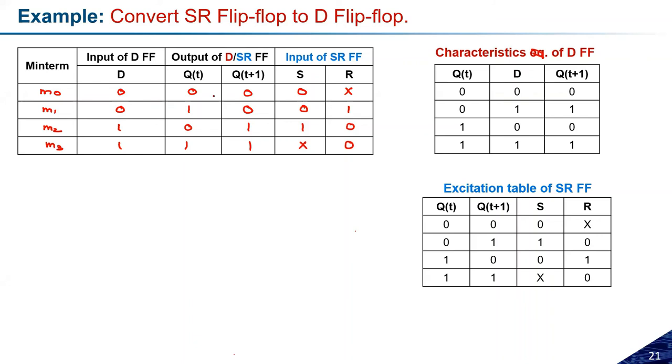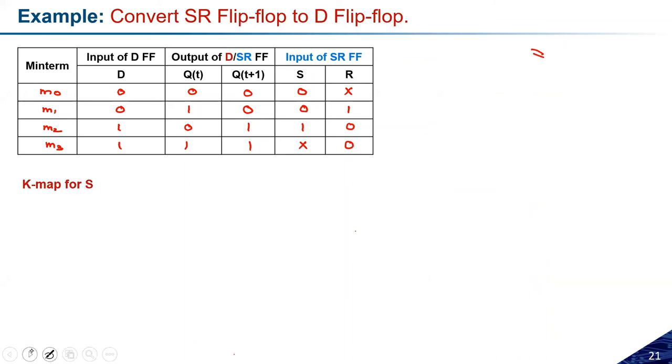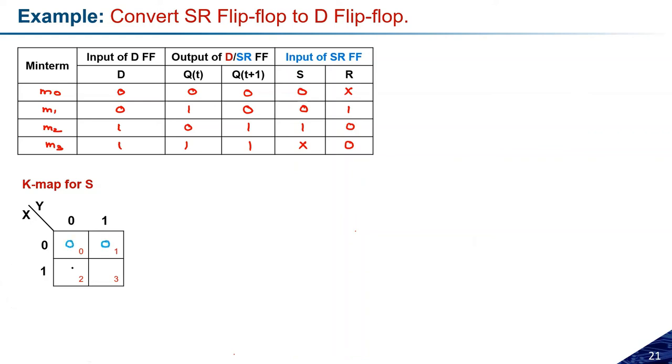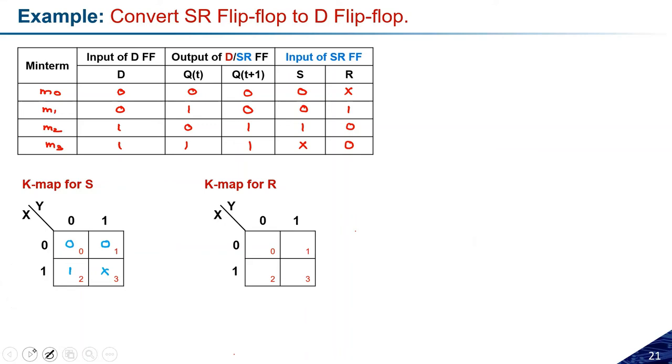Once we are ready with this one, we need to prepare the KMap for S and R. So the KMap for S will be something like this. Let us try to see what will be the KMap. 0, 0, 1, cross. Similarly, the KMap for R is the cross, 1, 0, and 0. And if you try to simplify it, we can make a pair something like this, and the second pair will be something like this.